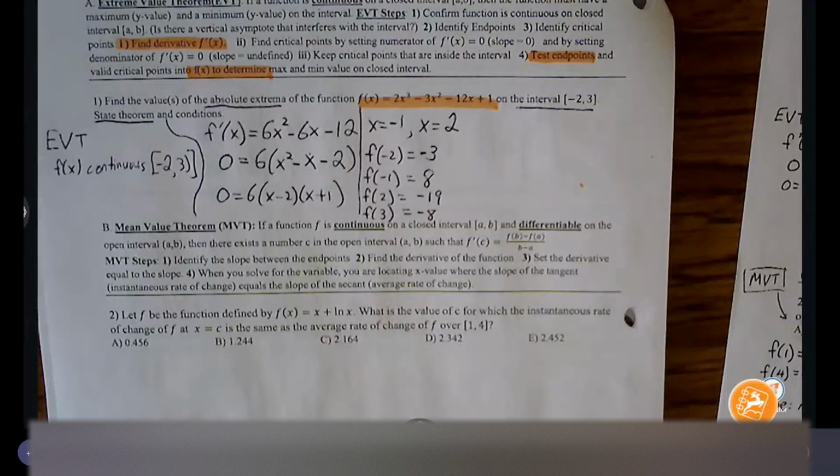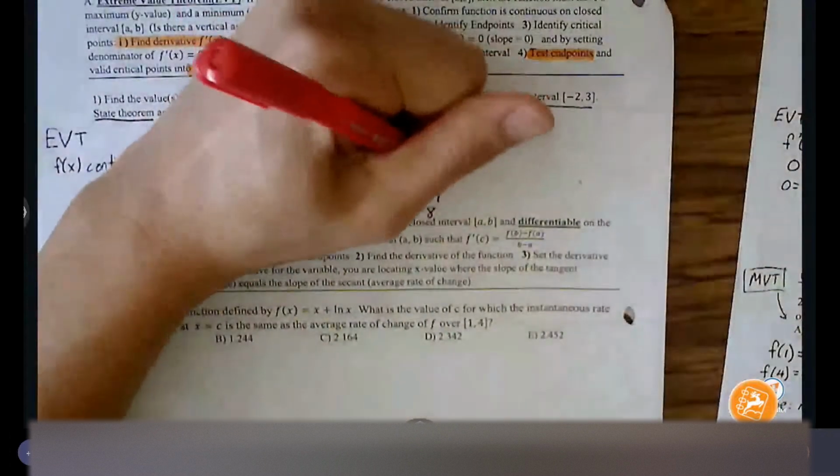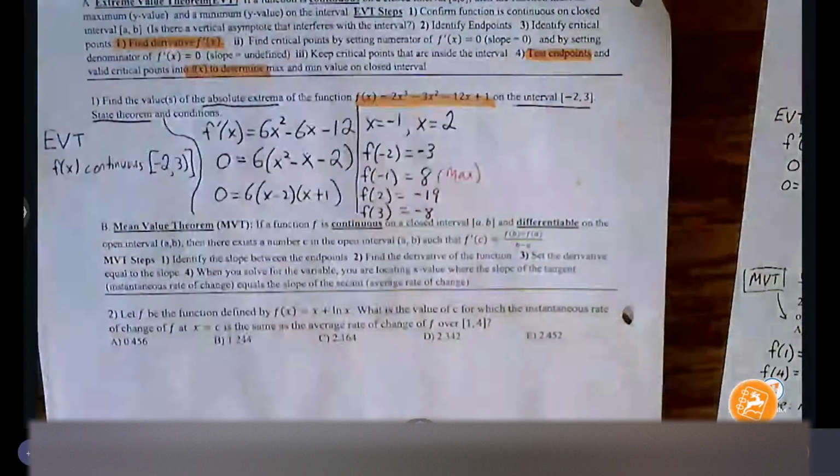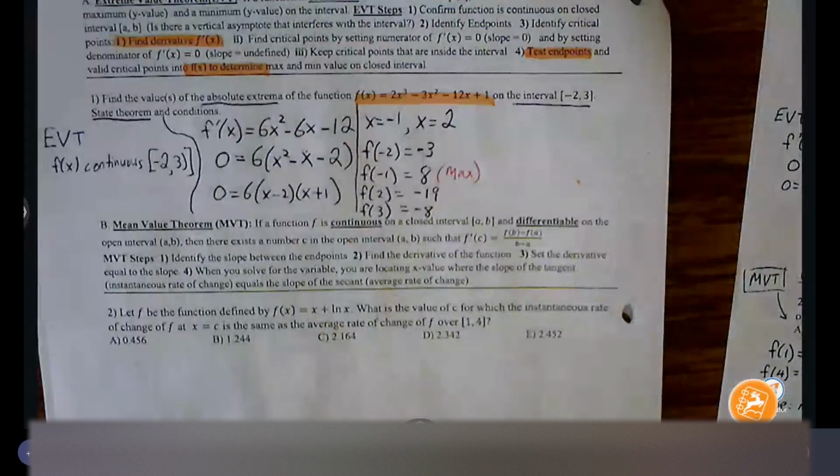So what can we conclude? What is my absolute max value? -1. But what's the value though? 8. Okay, so we're going to talk about that in a moment. I'll put max next to 8. What's our minimum value?